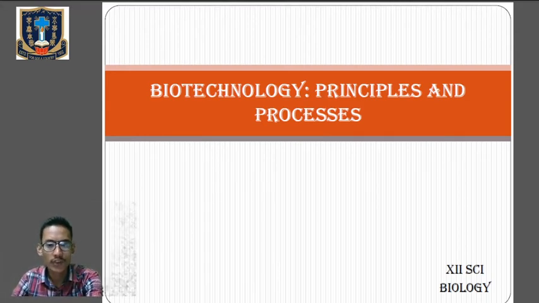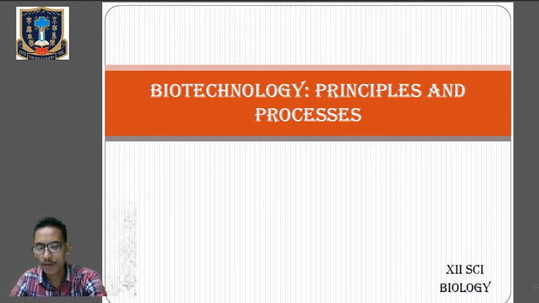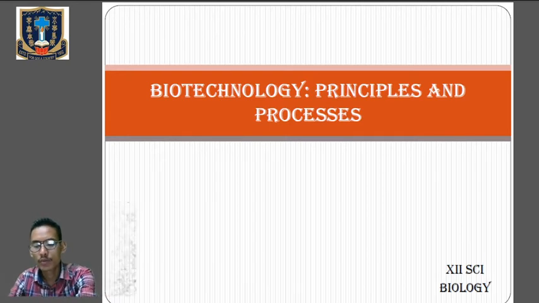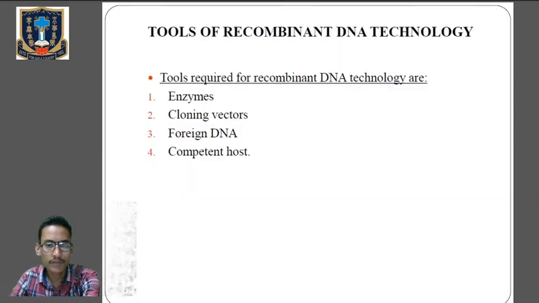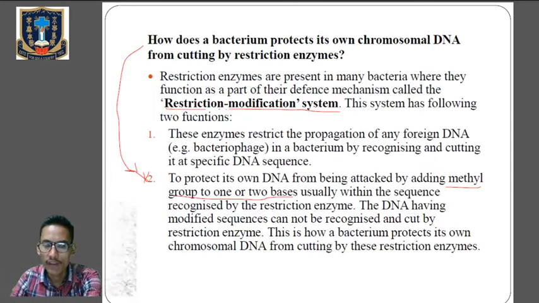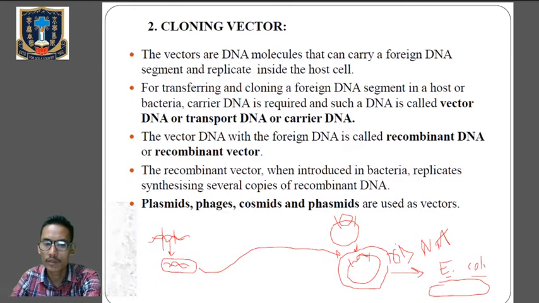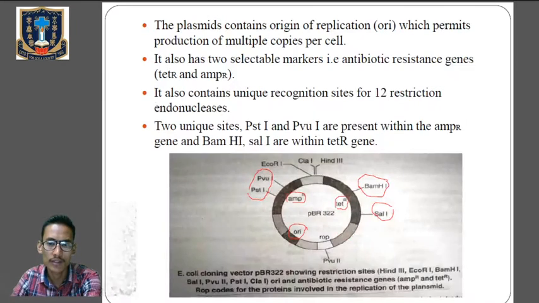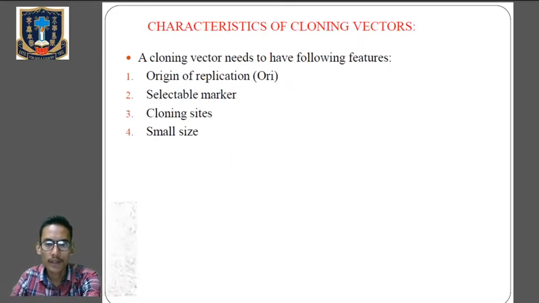We'll continue with the chapter Biotechnology: Principles and Processes. We're dealing with the topic tools of recombinant DNA technology. We have already learned about the enzymes and we are dealing with the cloning vectors. We have learned about the plasmid, the bacteriophage, phasmids and cosmids. Now we learn about the characteristics of the cloning vector.